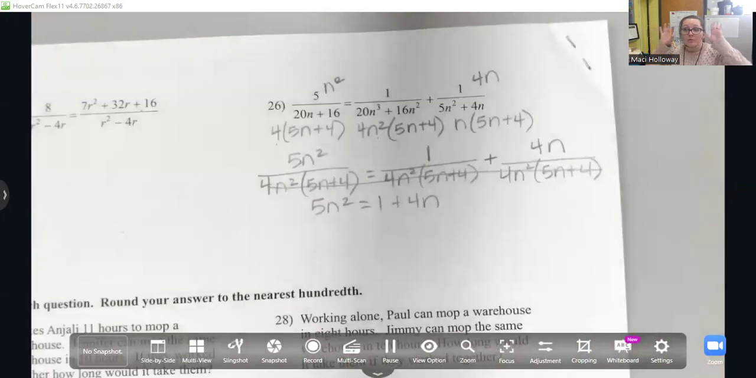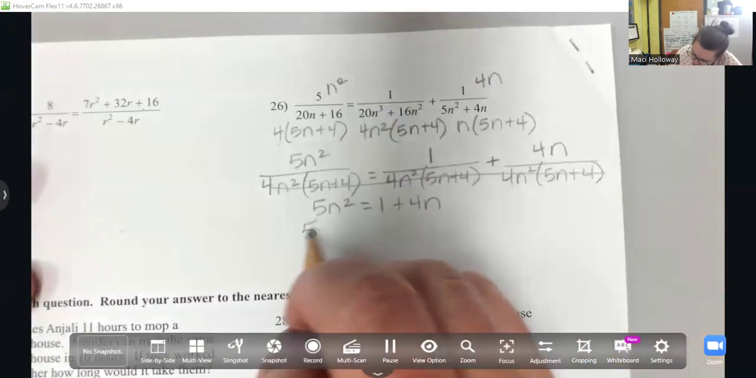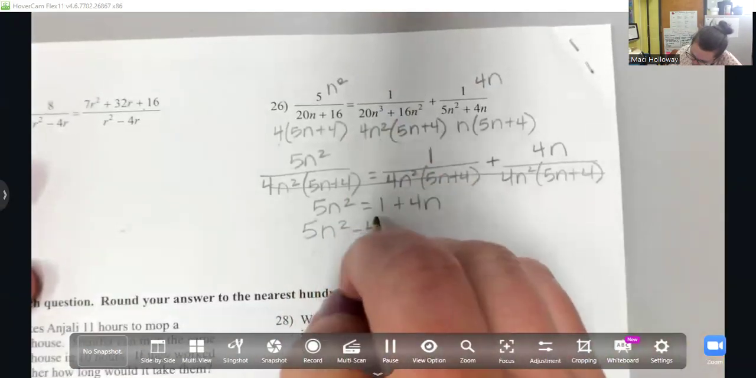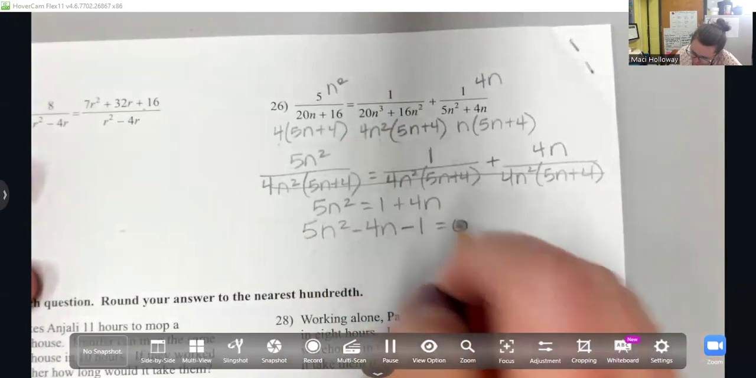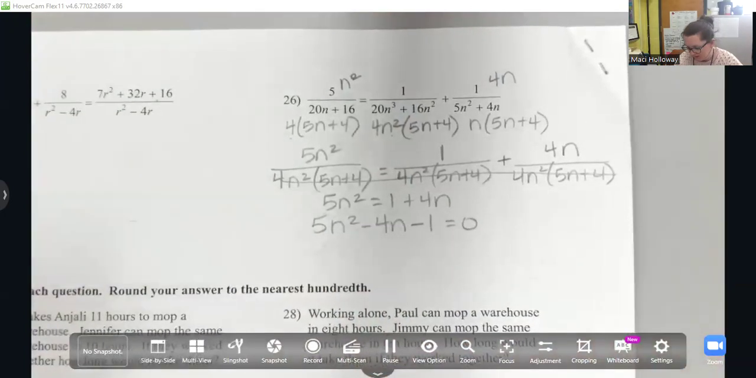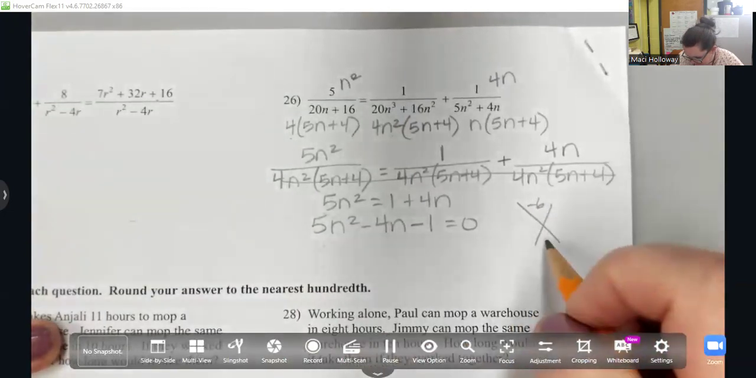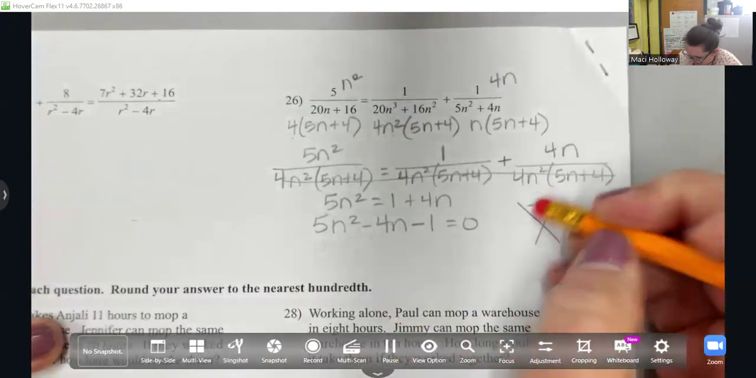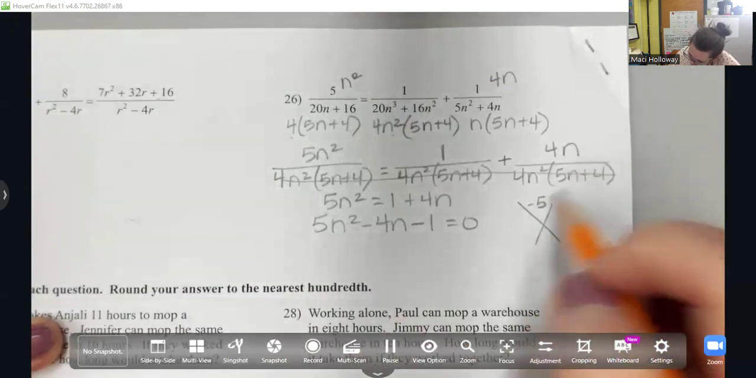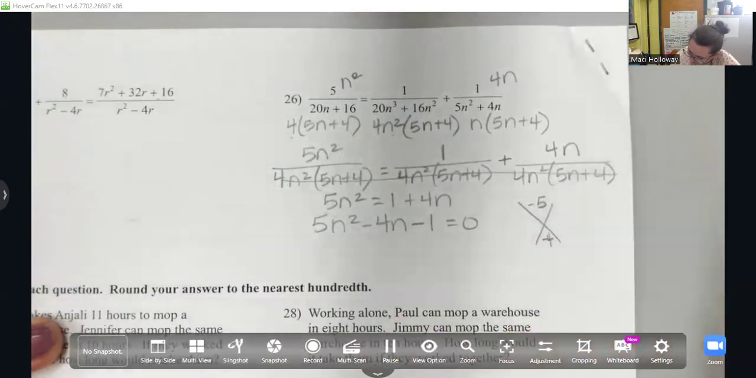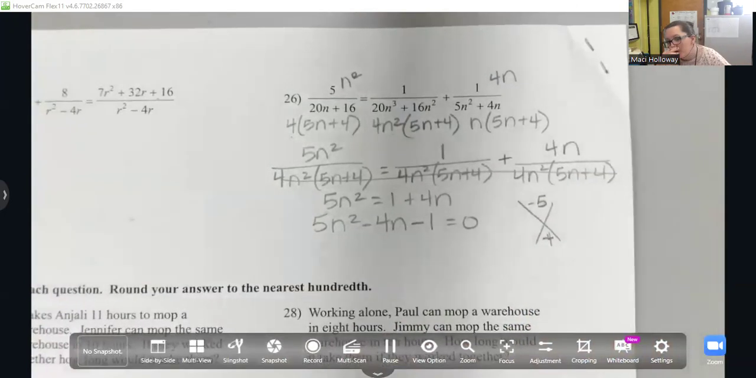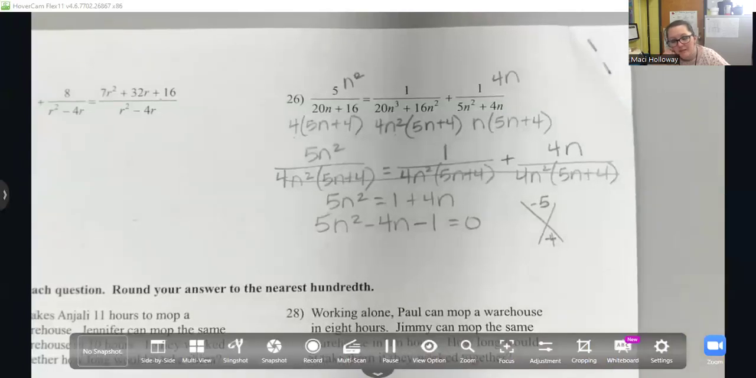I'm feeling alarms going off in my brain because we have to get everything on one side and factor. So I'm going to move the 4n over. 5n squared minus 4n minus 1 equals 0, and then factor this guy. So 5 times negative 1, negative 5. Good thing I have my pencil. Negative 4. So what multiplies to get negative 5 and adds to get negative 4?